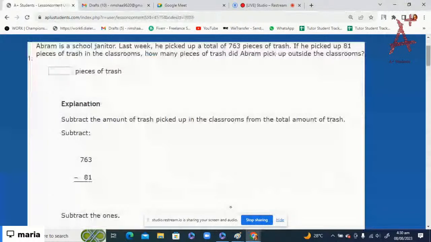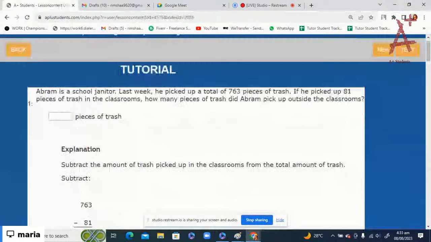It means that the total trash he picked up in a full week is 763. But they also mentioned that he picked up 81 pieces of trash in the classroom and the remaining is outside the classroom, so how many pieces of trash remain? So the total number is given and the classroom trash is given, so we're just gonna subtract and find out how much trash he picked up outside the classrooms. Okay, let's do it. Hope the question is clear.